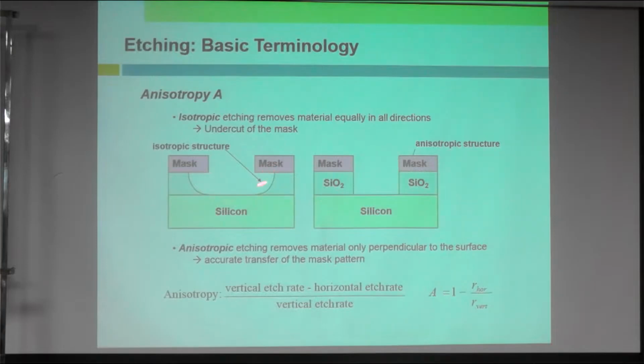So that is one thing. Then anisotropic etching removes material only perpendicular to the surface. In this case, this is anisotropic. This is an isotropic process. So accurate transfer of the mask pattern. For anisotropic, the vertical etch rate minus the horizontal etch rate, divided by the vertical etch rate, is something you can consider in terms of how wide the etch will be.